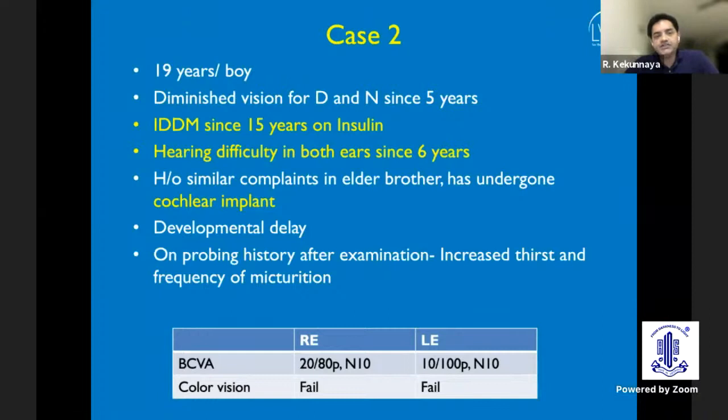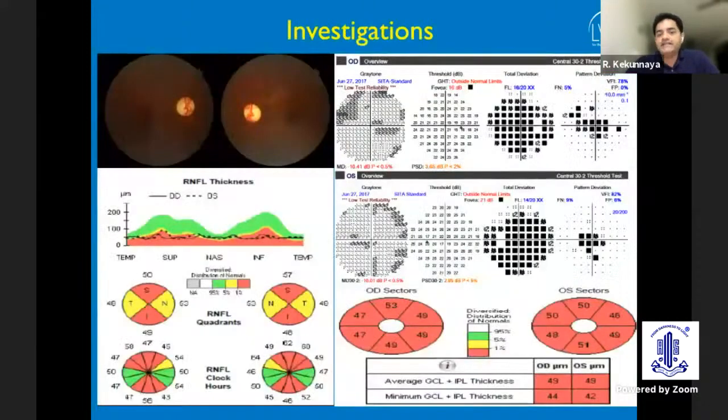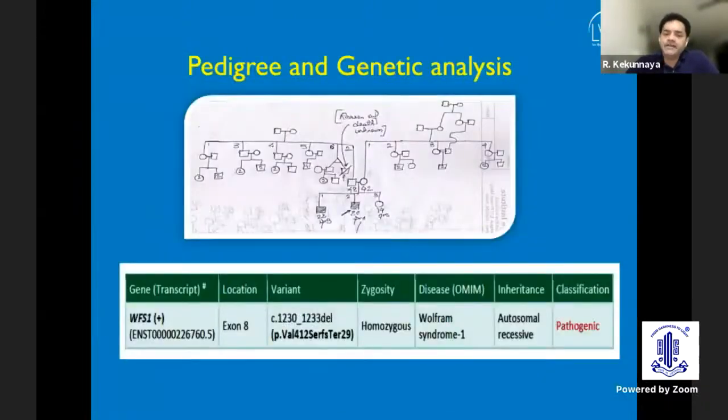Second case, associated with diminution of vision, there is IDDM, hearing difficulty, cochlear implants in the elder brother. Again, the vision is very poor. You can see this typical comprehensive evaluation of imaging using fundus photography, looking at centrocecal scotoma, all that. Typically, as you rightly guessed, this patient has a WFS1 gene mutation, which says Wolfram syndrome.